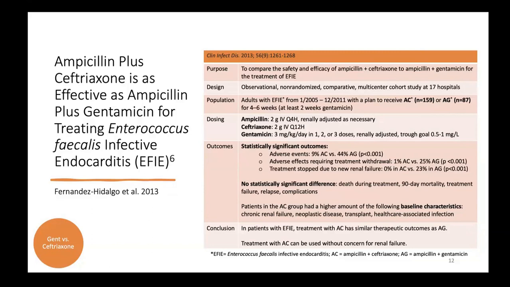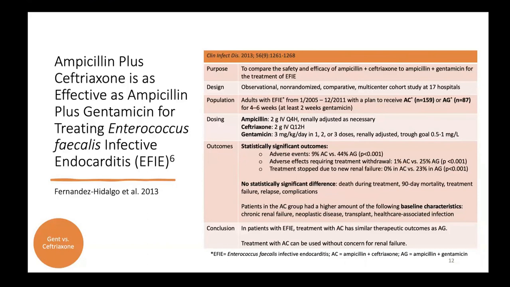And then treatment stopped due to new renal failure. This was seen much more in the AmpGent group, and there was none in the AmpCeftriaxone group. There, however, was not any statistically significant difference in death during treatment, 90-day mortality, treatment failure, relapse, or complications. So patients in the AmpCeftriaxone group did have a higher amount of the baseline characteristics that would kind of exclude them from using gentamicin, such as chronic renal failure, and then some other higher risk characteristics.